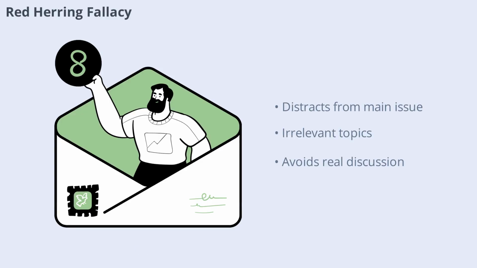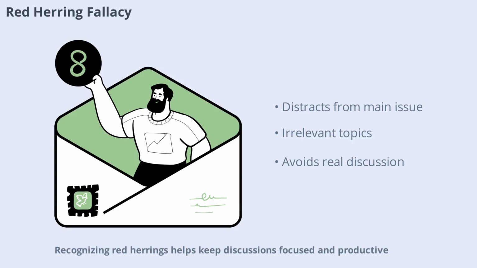For example, during a debate about school funding, someone might suddenly bring up the weather. This tactic diverts attention and avoids addressing the real argument. Recognizing red herrings helps keep discussions focused and productive. Always steer conversations back to the main point when distractions arise.